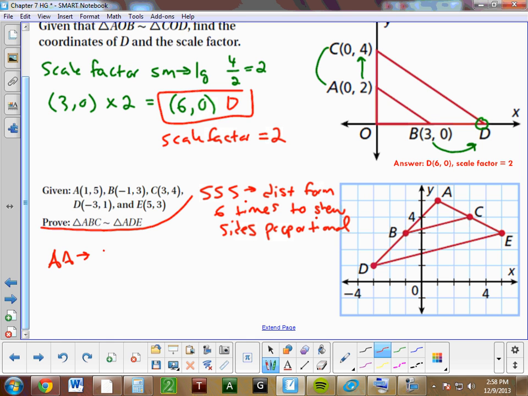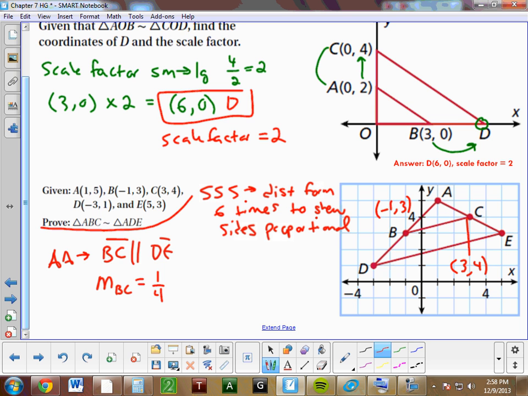So I'm going to show that BC is parallel to DE, which I can do because B is -1, 4, and C is 3, 4. I realized that I labeled B incorrectly. It should be -1, 3. So anyways, I can show that the slope goes up 1/4. So the slope of BC is 1/4.